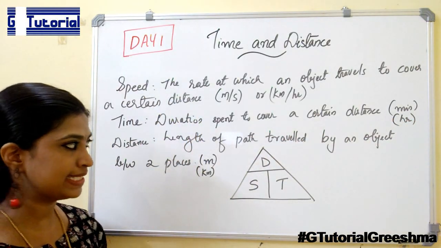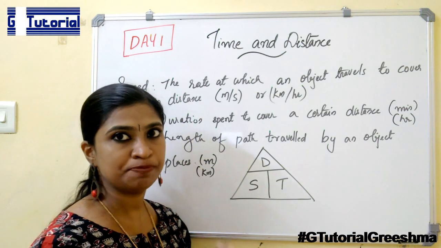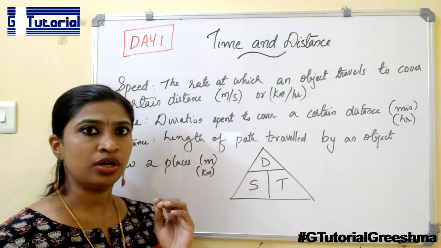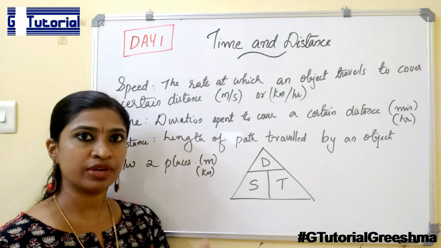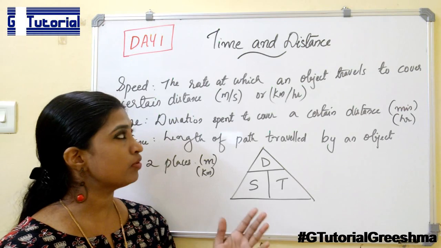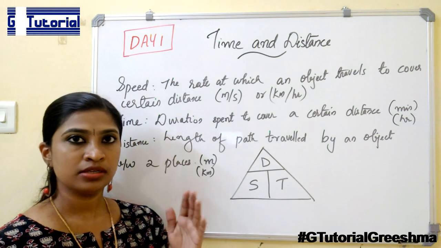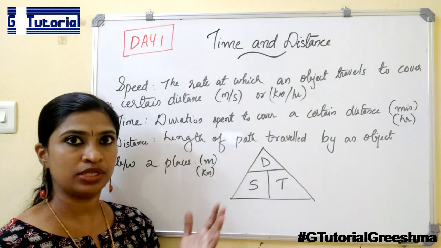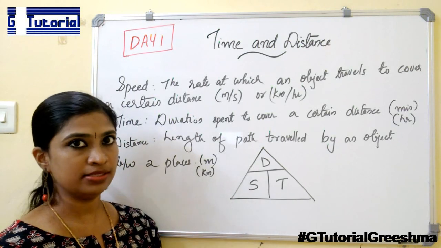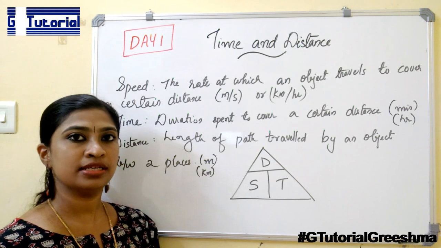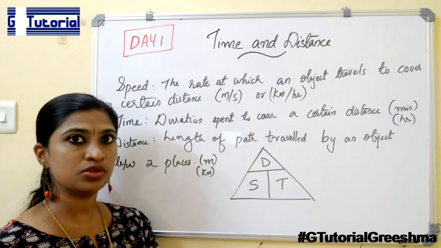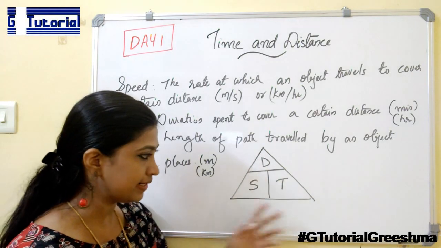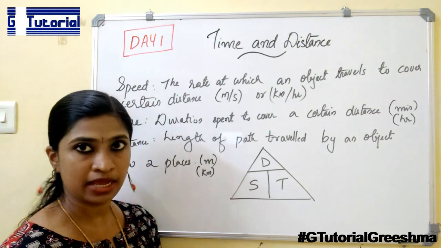So first let us see what is the relation between distance, speed and time. This time and distance is an important topic which will fetch you either 2 or 3 marks. There are many important topics based on time and distance. First is average speed calculation, like that problems based on time and distance. Next is trains, and then boats and streams. These all are based on the topic time and distance.